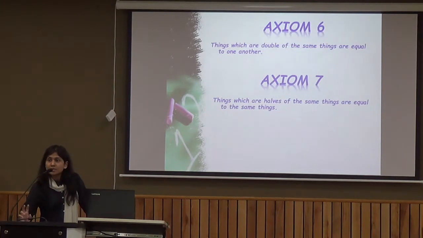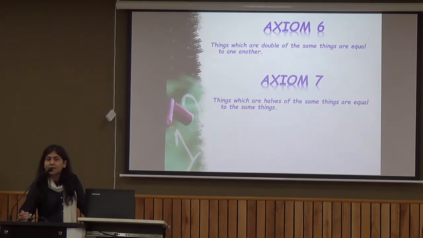So now when you add this equation twice, what do you get? x plus x is equal to y plus y. Therefore 2x is equal to 2y. This is exactly what axiom 6 is all about. Things which are double of the same things are equal to one another. Or we can say that if 2x is equal to 2y, then x is equal to y.